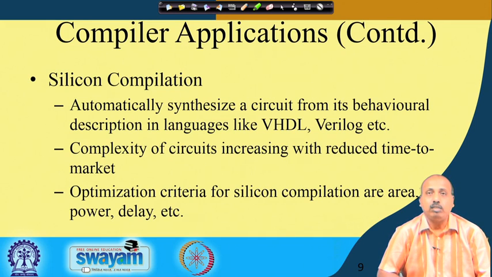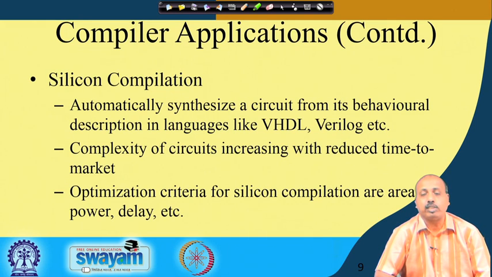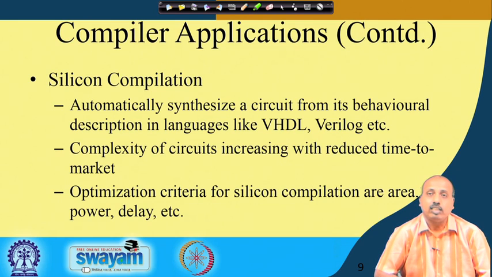Let us start with the behavioral description of the system in some hardware description language, like VHDL or Verilog. These are popular hardware description languages in which you can describe the hardware at different levels: behavioral level, structural level, functional level, like that. At the top level we have the behavioral level description. You can describe the behavior of the processor in terms of the language constructs, and then from there we try to generate the circuit.